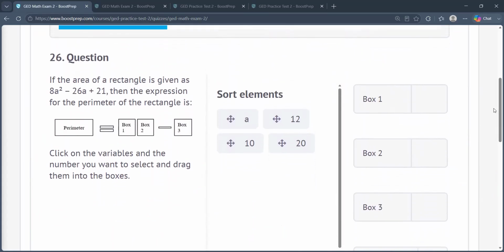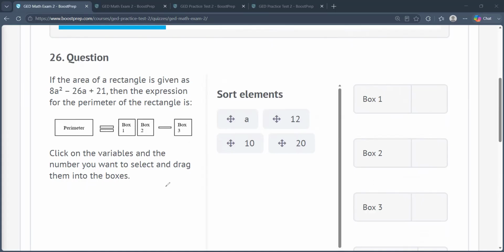Question 26. If the area of a rectangle is given as 8a squared minus 26a plus 21, then the expression for the perimeter of the rectangle is that. Click on the variables and the number you want to select and drag them in the box. Okay, so I really don't like these problems, because sometimes I don't know if they're asking the left or, yeah, I think they're asking for the right.